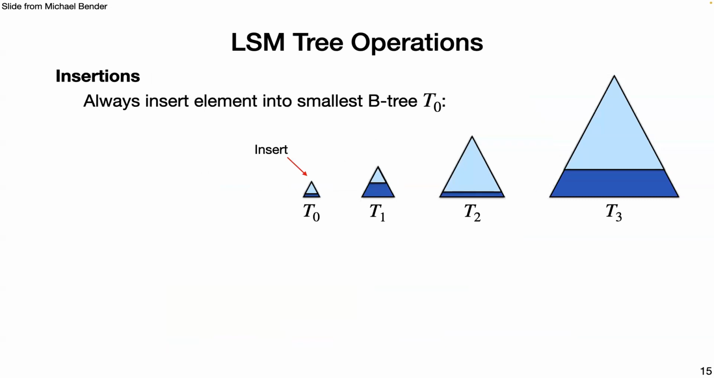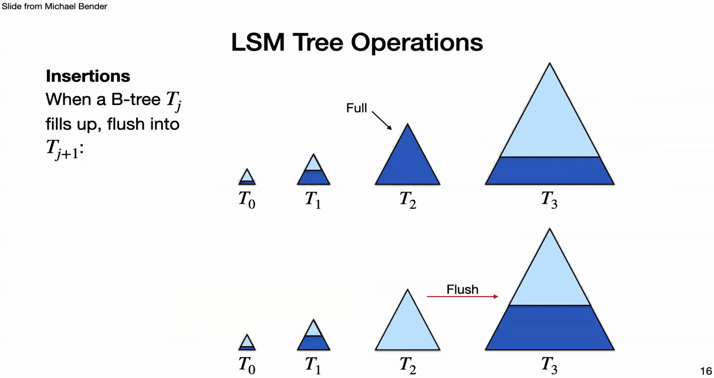Okay. And insertions, you always insert elements into T sub 0 first. And this dark part means how full it is. So you insert into T sub 0, and then when it gets full, you flush your elements into T sub 1. And when T sub 1 gets full, you flush into T sub 2. In this example, T sub 2 got full, so now we're going to flush it into T3. So now T2 is empty, and T3 has more stuff in it. And you rebuild T3 and T2 after a flush. And the same for any pair.